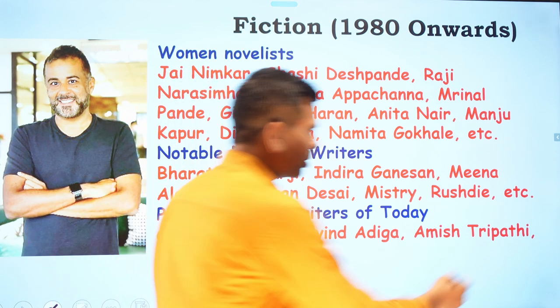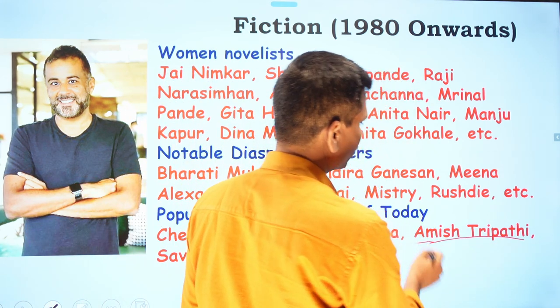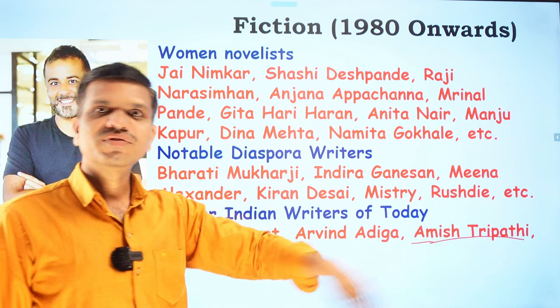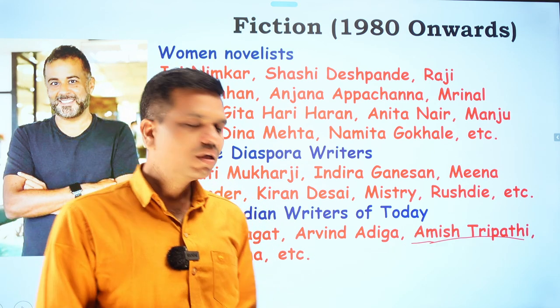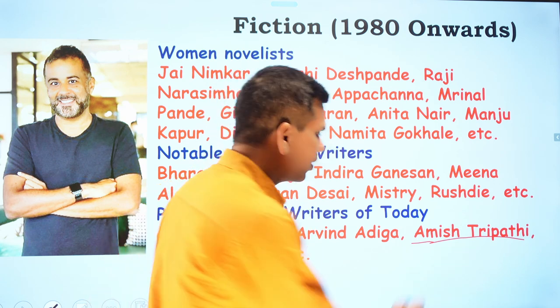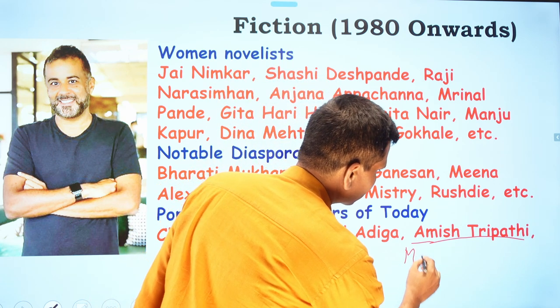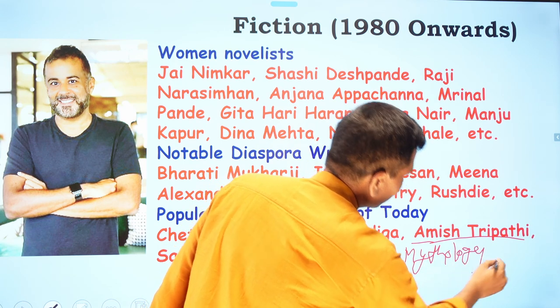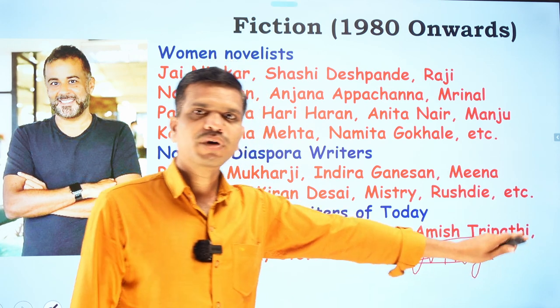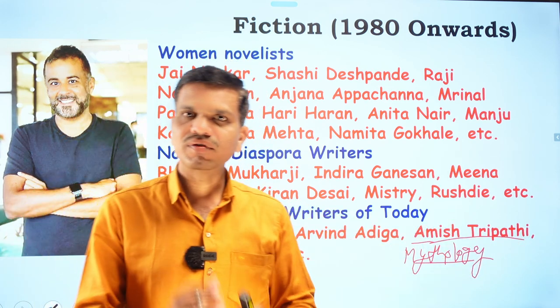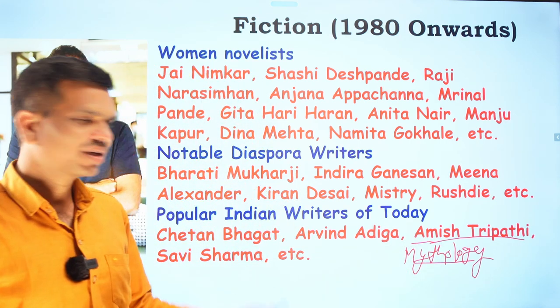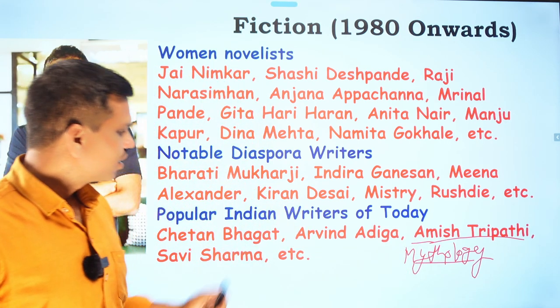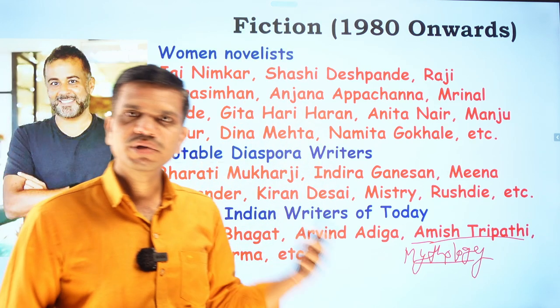Actually, Amish Tripathi is composing on mythology, so we have so many of his novels, for example, the Shiva Trilogy, then we have Sita, different types of mythological fiction. He has developed a new genre, you can call it the mythological genre. Mythology is inherent in all his novels, or he takes mythology for granted and composes on it. So you can read Amish Tripathi, for example, the Shiva Trilogy. Now, dear students, this is the fiction developed in this period.